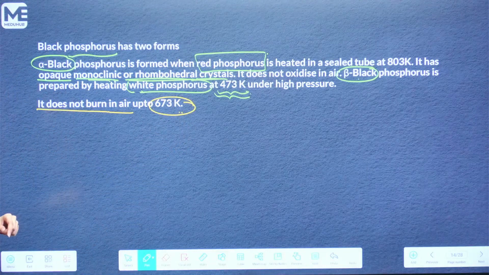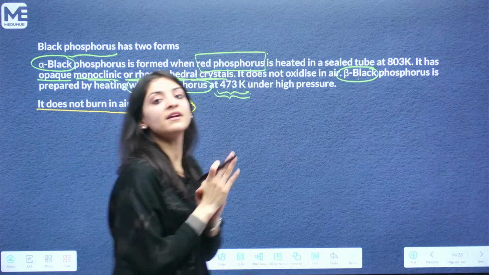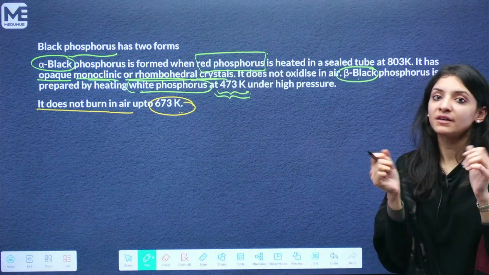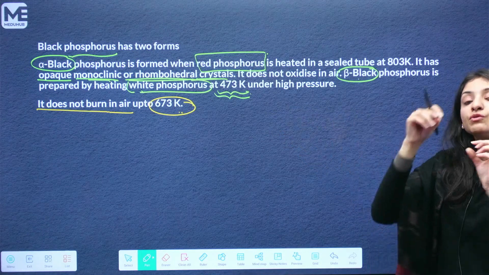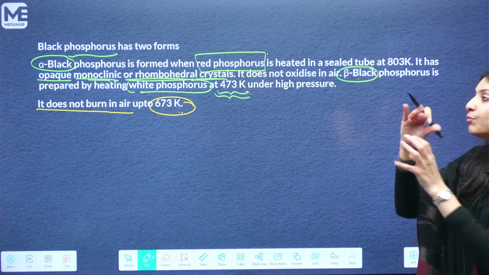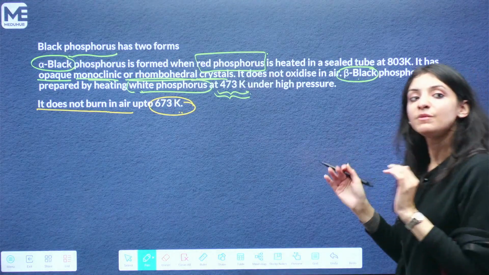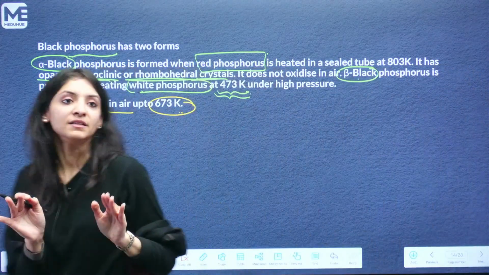So red phosphorus भी up to 400 degree Celsius air से react नहीं करता, because उसमें वो angular strain को हमने थोड़ा सा reduce कर दिया, right? वो polymeric chain बन गई. So वो जो 60 degree का angle था वो पूरे में नहीं है, पूरे जो P4 unit है. So that's why red phosphorus भी 400 degrees तक react नहीं करता air से.